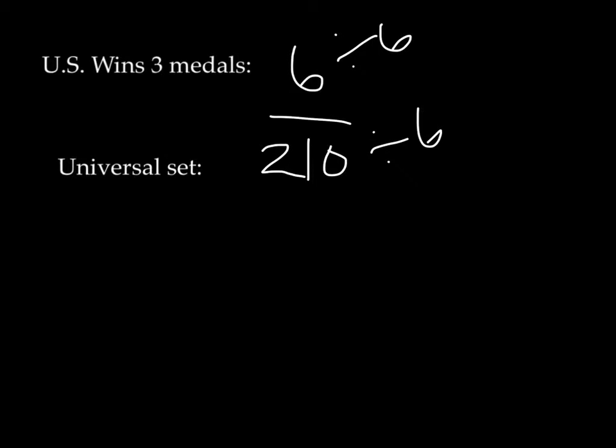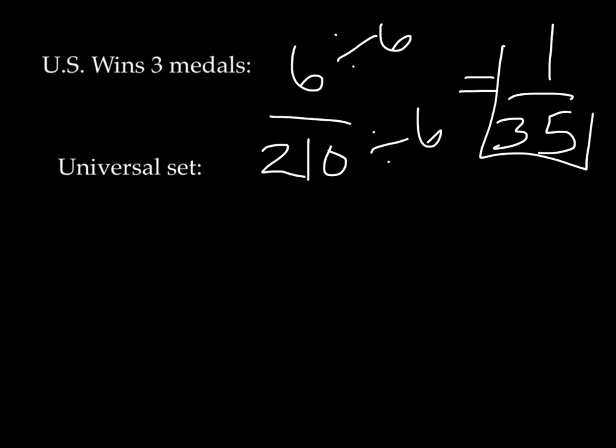Remember that we just got 6 from what we just worked out. So it'd be 6 over the universal set, which was 210. Now this isn't our answer because you would need to simplify it. But 6 goes into both. So you would divide 6 into 210, which would be 1 over 35, which would be your answer. And yeah, so now we're done.